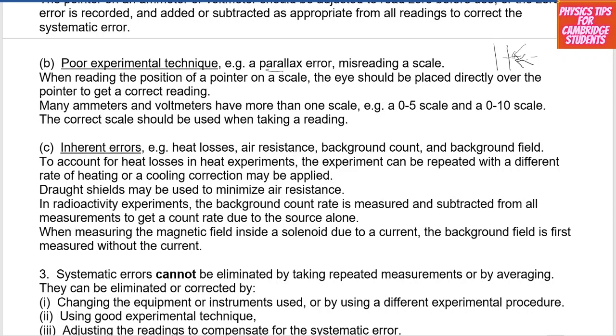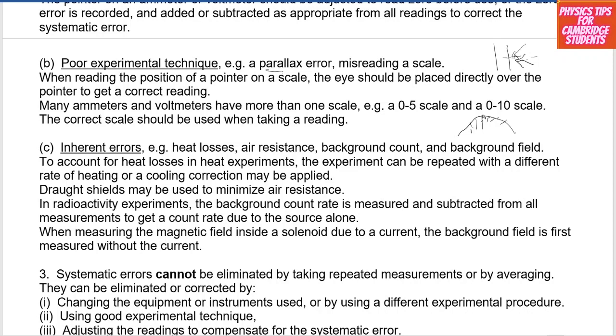Also, misreading a scale results in a systematic error. When reading the position of the pointer on a scale, the eye should be placed directly over the pointer to get a correct reading. So you've got to have your eyes perpendicular to the scale reading. For the case of a measuring cylinder, or an ammeter, remember it is curved like this, so your eyes should be directly above the readings so that you get a true reading.